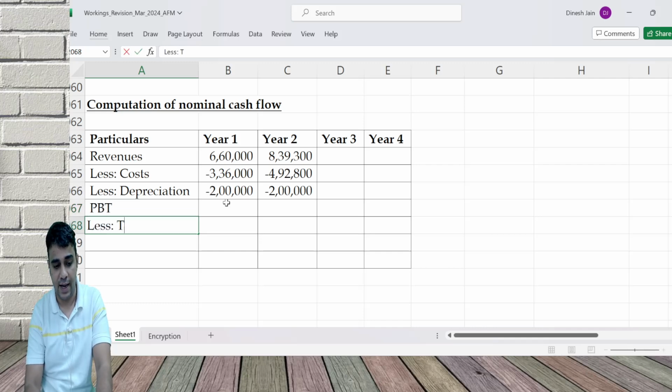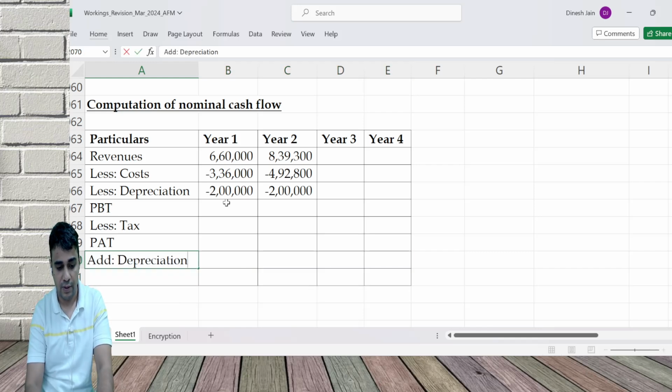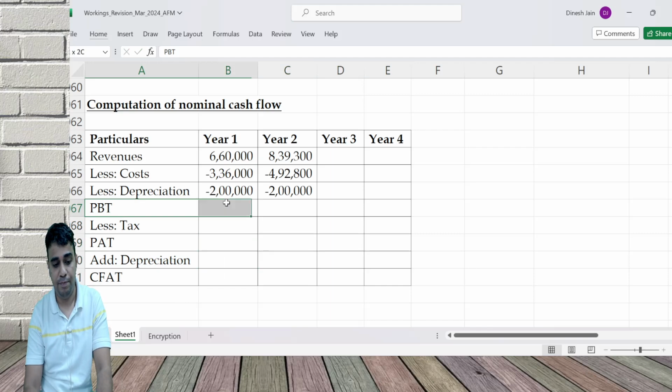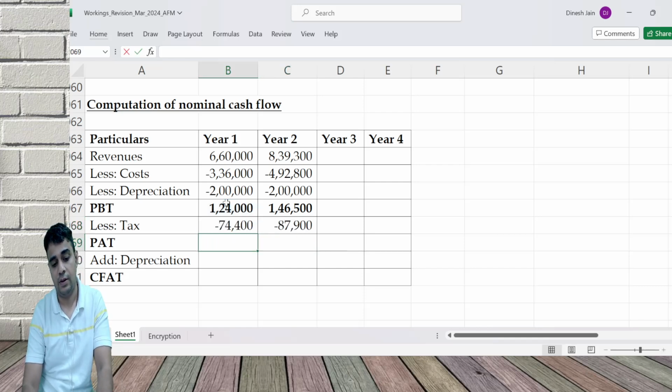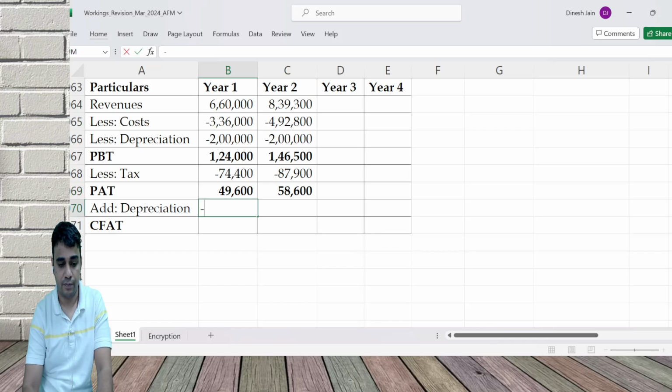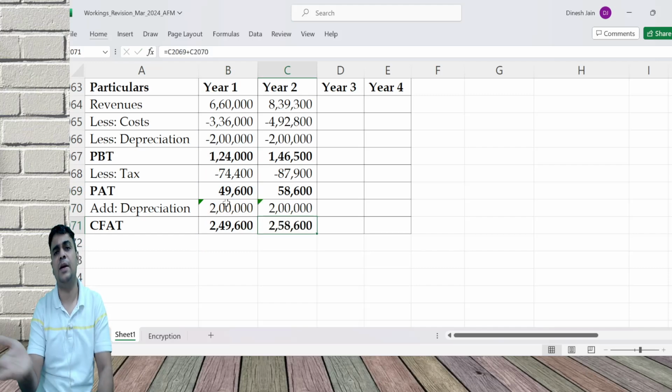PBT less tax, PAT, add back depreciation, CFAT. The tax rate is 60%. You get PAT, add back depreciation. Like this, you can keep doing any number of years.